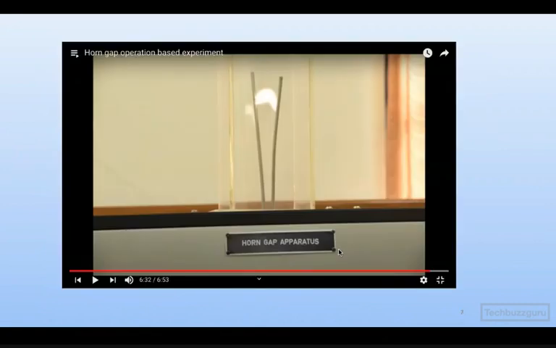Now let us check some of the actual photographs of our lab. This is the horn gap assembly. Okay, and it is showing an arc struck across the horn-like electrodes here, isn't it? We are going to see this experiment demo as well, for a clear-cut understanding of the horn gap experiment. One experiment is based upon the horn gap apparatus. Okay, so this is a screen grab of that one.